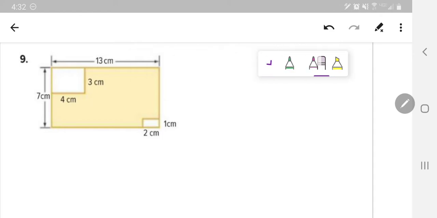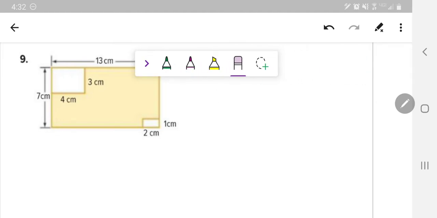All right, so in the previous ones we've talked about, we've only found separate areas and then added them. In this case, we're going to find the total area, pretending like it didn't have holes in it, and then we'll subtract the area of the spots that look like holes. All right, let's try this.